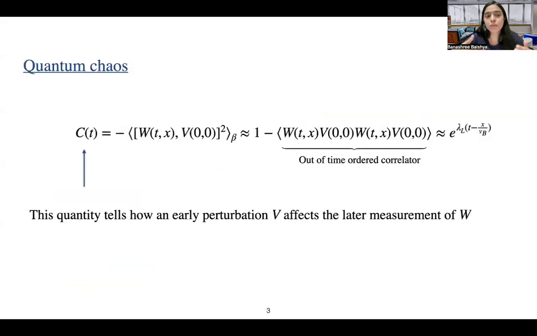Though there are many proposed methods of chaos computation, this double commutator gives this exponential growth. And this quantity tells basically how an early perturbation P affects the later measurement of W.